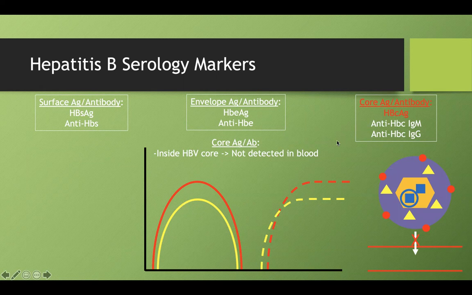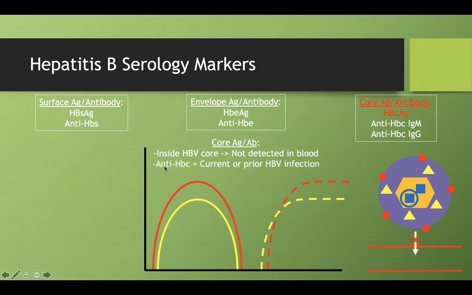Well, the reason why we care about the core is that we care more about the core antibody than anything. Even though we can't detect this core antigen in the blood, our immune system can still interact with it. It could still get presented on antigen presenting cells, and we can still mount an immune response to this antigen. We can see that response based on what type of antibody to the core antigen we find, whether it's an IgM or an IgG.